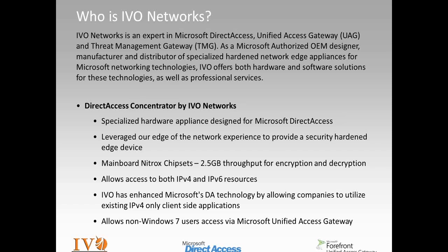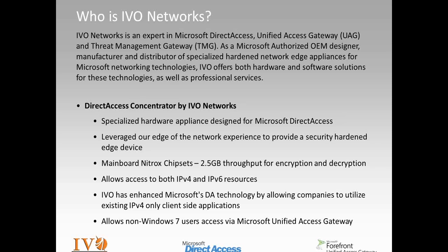One thing that makes us unique when it comes to hardware and appliances is that all of our devices are hardened to be true edge devices. They can sit in the DMZ as well. We also use a mainboard Nitrox chipset that can give you up to 2.5 gigabytes of throughput on your encrypted data, which is important to those companies where performance is a major issue for their remote workers and connectivity. Appliances also allow for both IPv4 and IPv6 resources to be accessed inside your network.